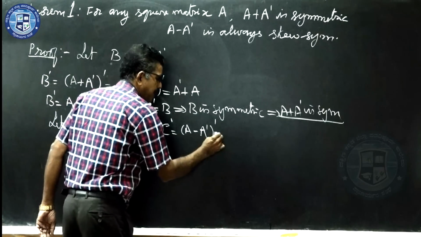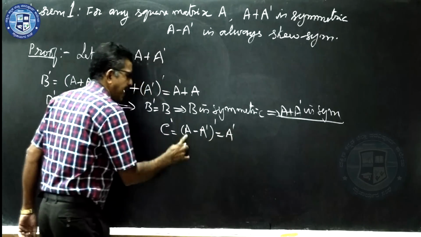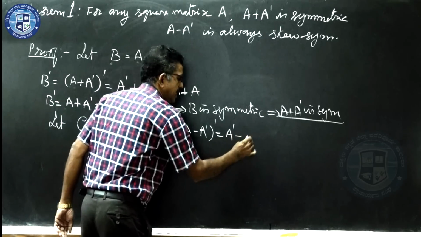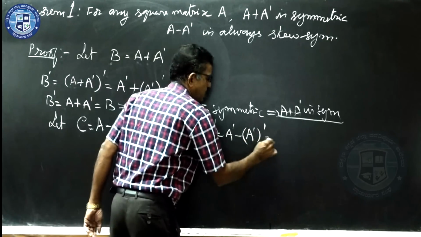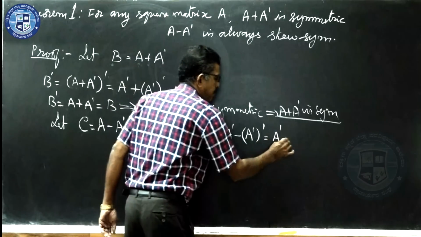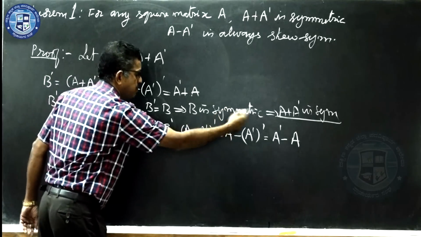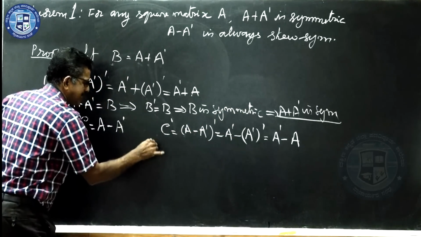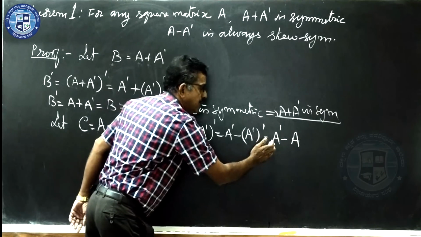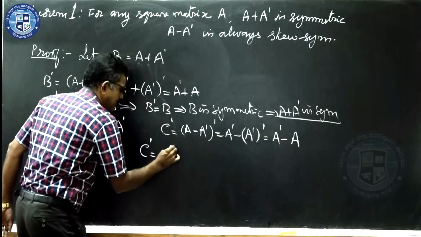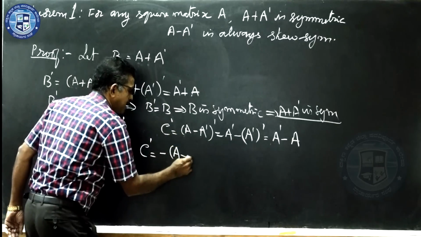So, by applying the basic property, we have A dash minus A dash, its dash, and you know that is equal to the transpose of A minus A. We have C dash is A dash minus A. So, can you observe here C dash is nothing but the negative of this. Actually, you know A minus B is the negative of B minus A. Therefore, A dash minus A is the negative of A minus A dash.